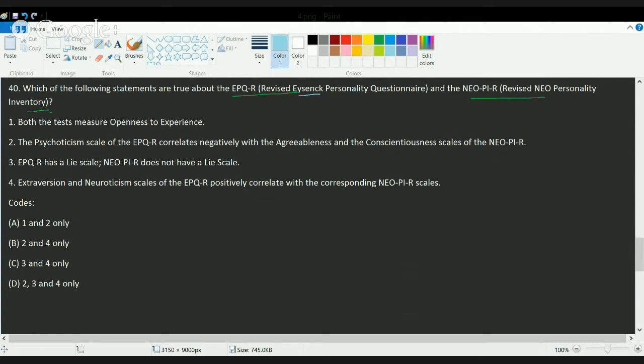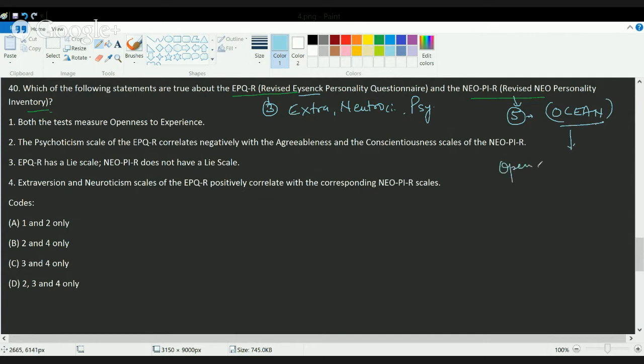In one of these, he used three parameters. So Eysenck used three parameters. Those three parameters were extraversion, neuroticism, and psychoticism. And under NEO-PIR, there were 5 factors, and these 5 factors are what we call the OCEAN or the Big 5 factors of personality.